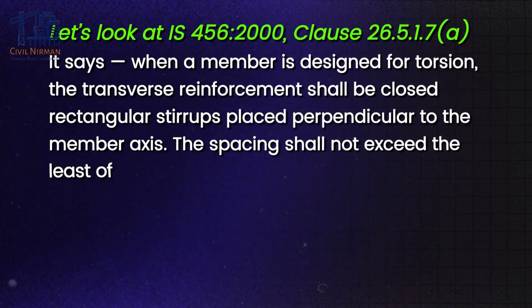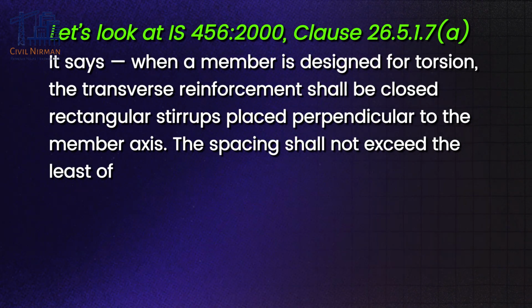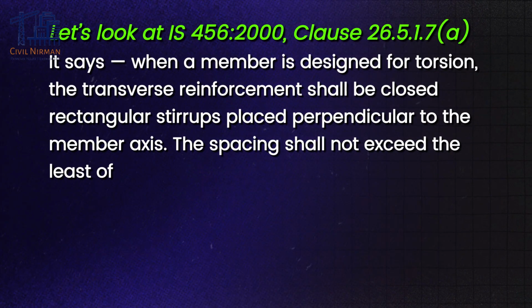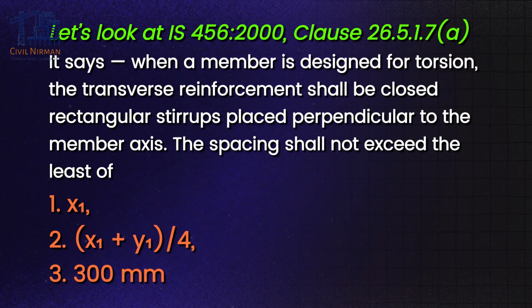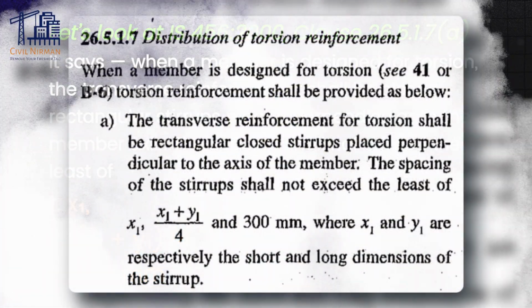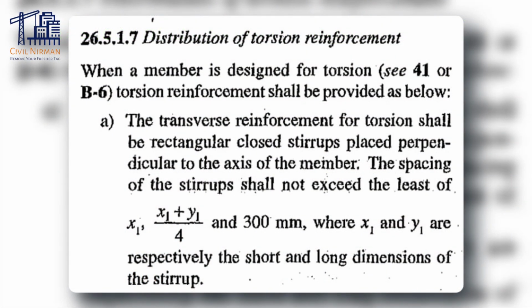See, it says that when a member is designed for torsion, the transverse reinforcement for torsion shall be closed rectangular stirrups placed perpendicular to the member axis, and this spacing shall not exceed the least of the following three equations. You can check these three equations over here: x1 plus y1 divided by 4, and 300 mm, where x1 is the short dimension of the stirrup and y1 is the long dimension of the stirrup.